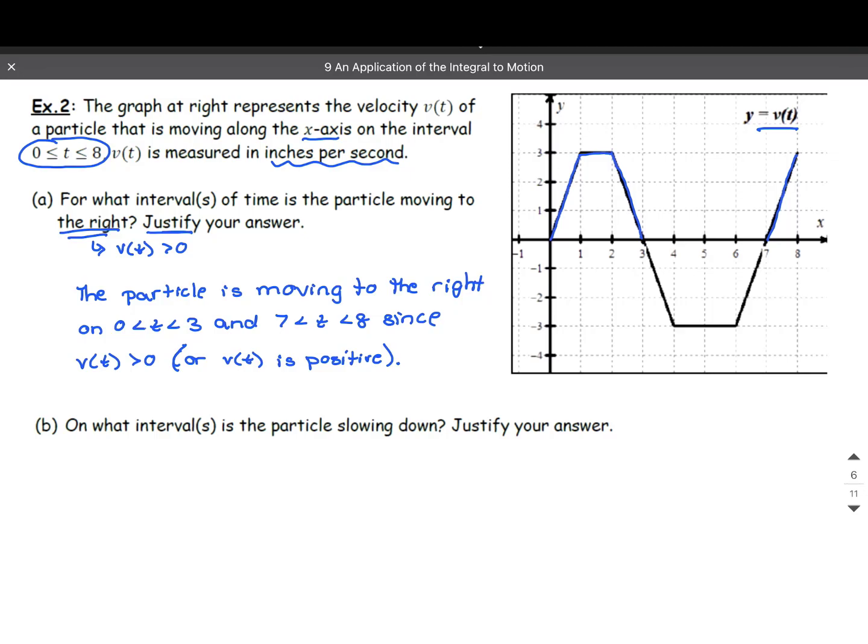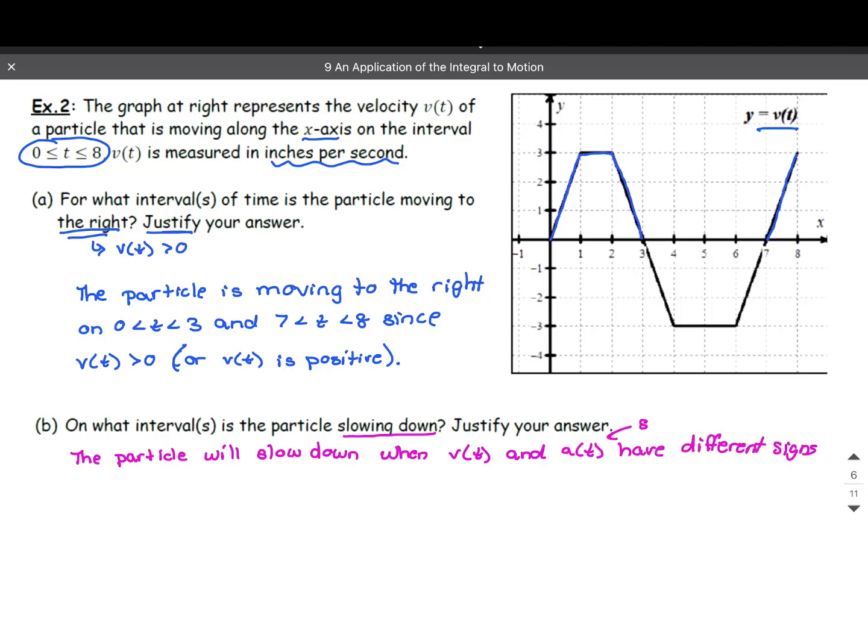On what interval or intervals is the particle slowing down? And justify. Now, let's think about when this happens. The particle will slow down when velocity and acceleration have different signs. So remember, acceleration is the slope of this graph. So when the graph is above the x-axis, velocity is positive. So if we're above the x-axis, the velocity is positive, and we would need acceleration to be negative, which means the velocity would be decreasing. So that happens here. It's the only place where velocity is positive that this happens, between 2 and 3.